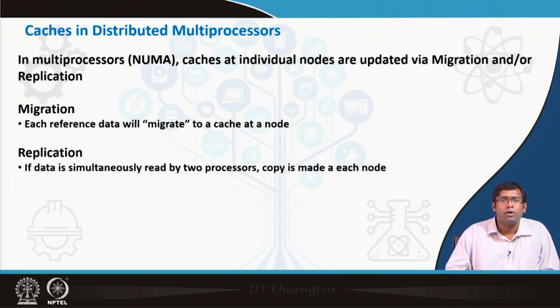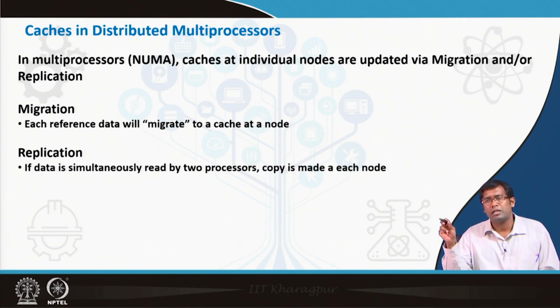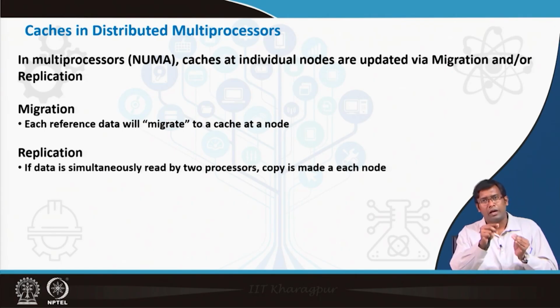But for non-uniform memory access multiprocessors, caches at individual nodes are updated, and this update requires some change in the memory unit associated with some other processor. That processor's memory also has to be changed to ensure cache coherence, which is done through migration: when some data is changed by one processor, it will migrate to the cache at a node.